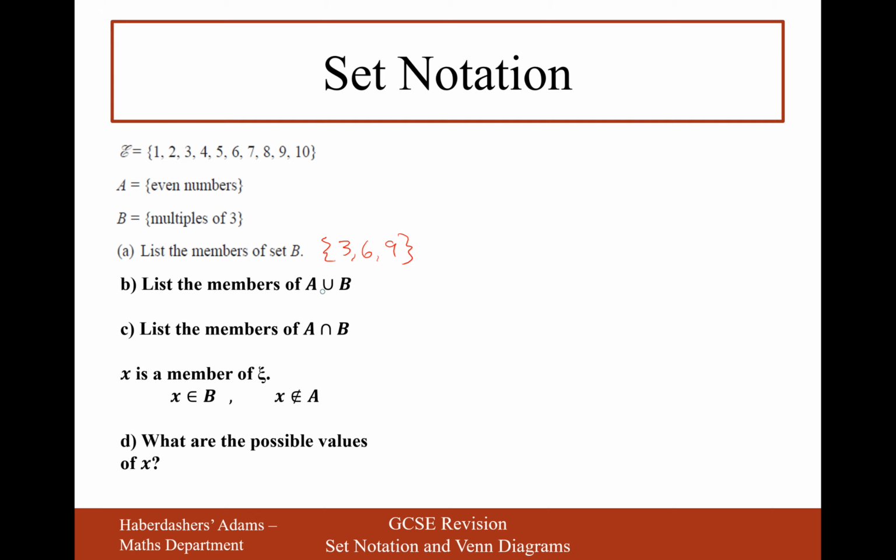List the members of the set A or B. So that's anything in A or in B. So that's 2, 3, 4, not 5, 6, not 7, 8, 9, 10.